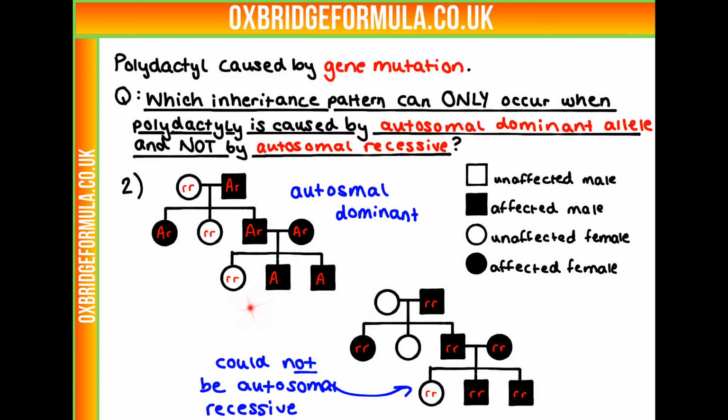It's only autosomal dominant, not autosomal recessive. Therefore, our answer overall is 2, giving us a final answer of E.